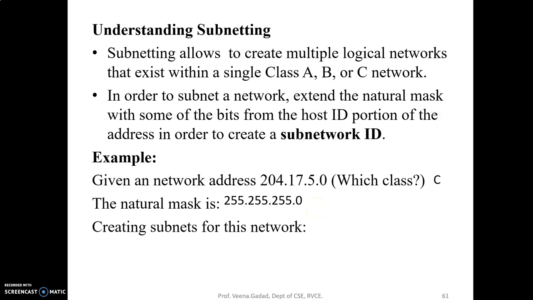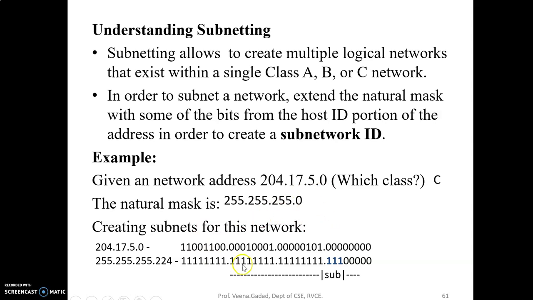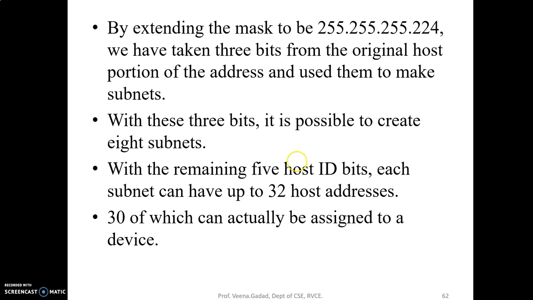That is what has been explained here. Creating a subnetwork: when I represent everything in binary, I extend the natural mask by 3 bits. These 3 bits are used for creating a subnetwork. By extending the mask to 255.255.255.224, we have taken 3 bits from the original host portion and used them to make the subnet. With these 3 bits it is possible to create 8 subnets, and with the remaining 5 host ID bits, each subnet has up to 32 host addresses.